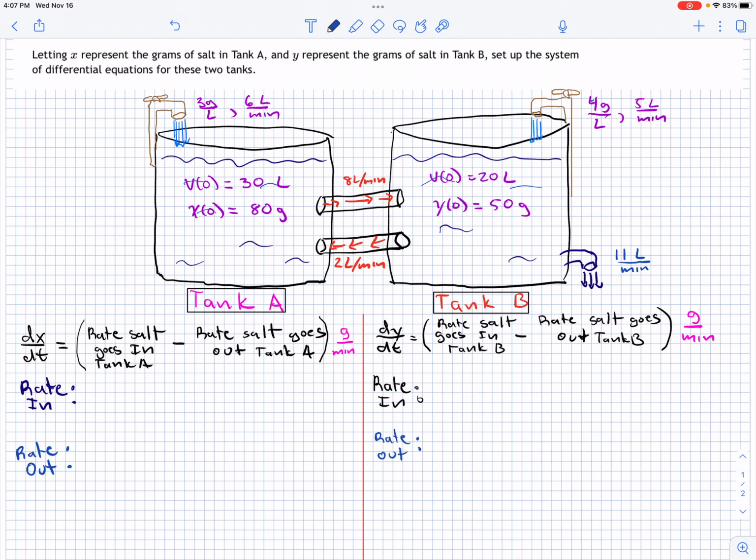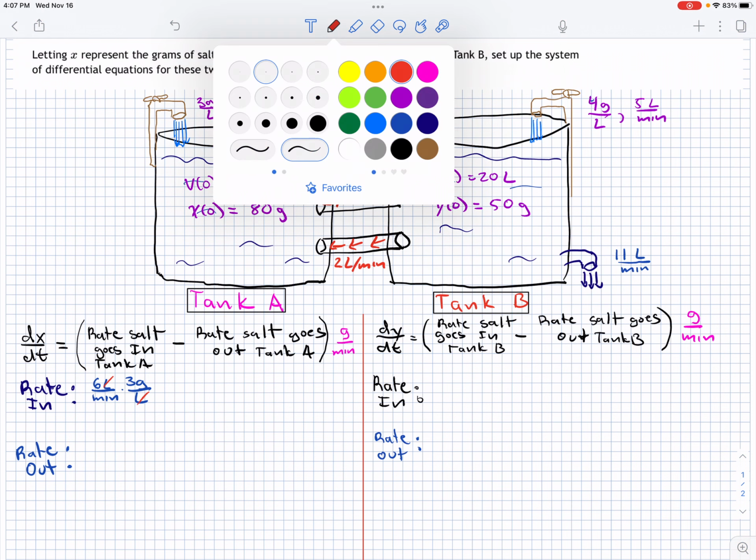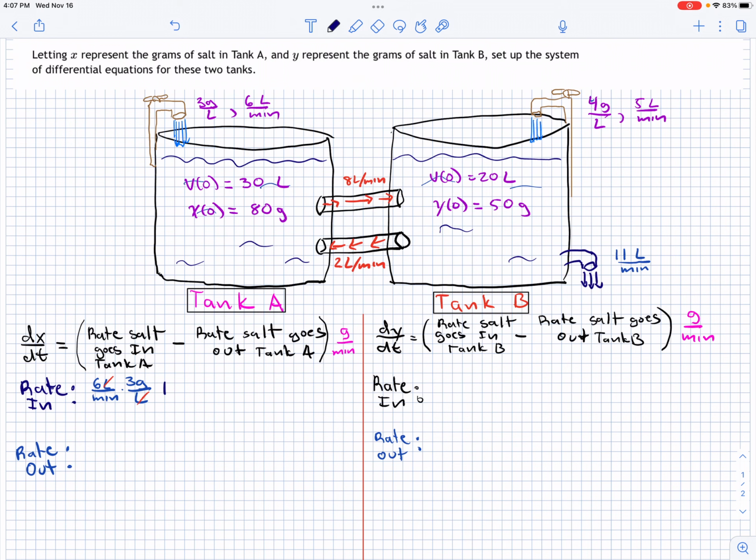We know that that is going in at 6 liters per minute, and the solution is going at 3 grams per liter. And what's nice about that is the liters cancel out, so we get our desired units there of grams per minute. And then we also have something coming in at 2 from tank B.